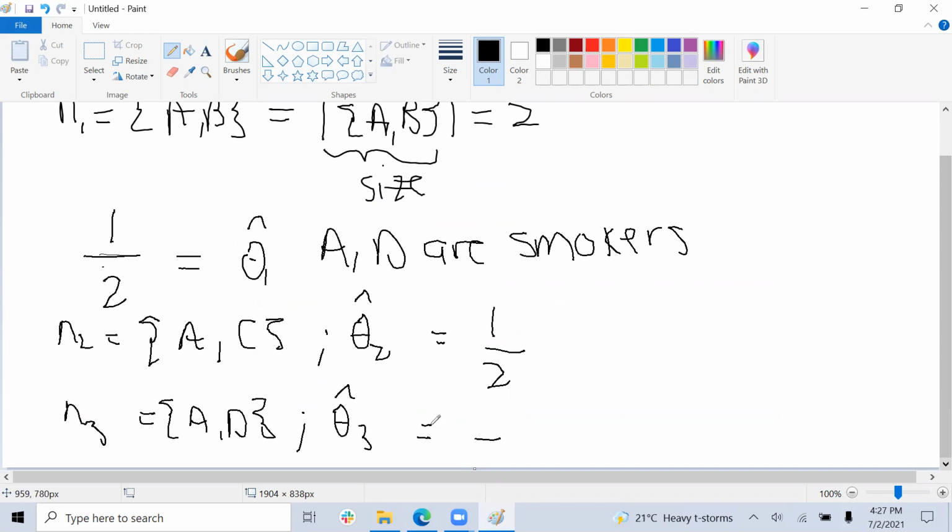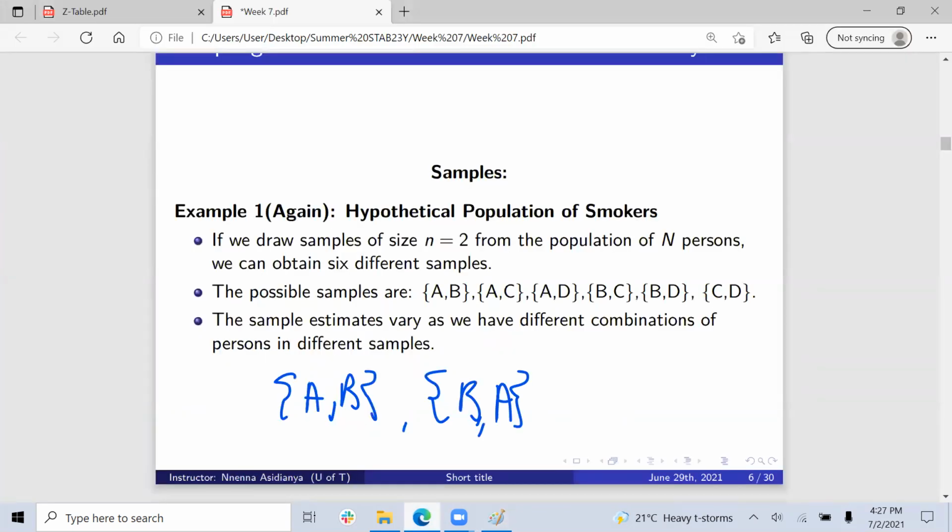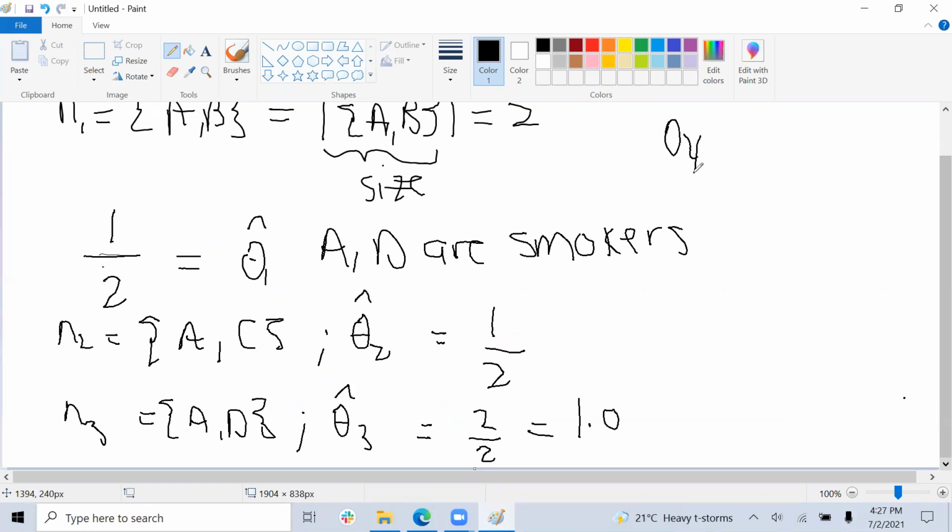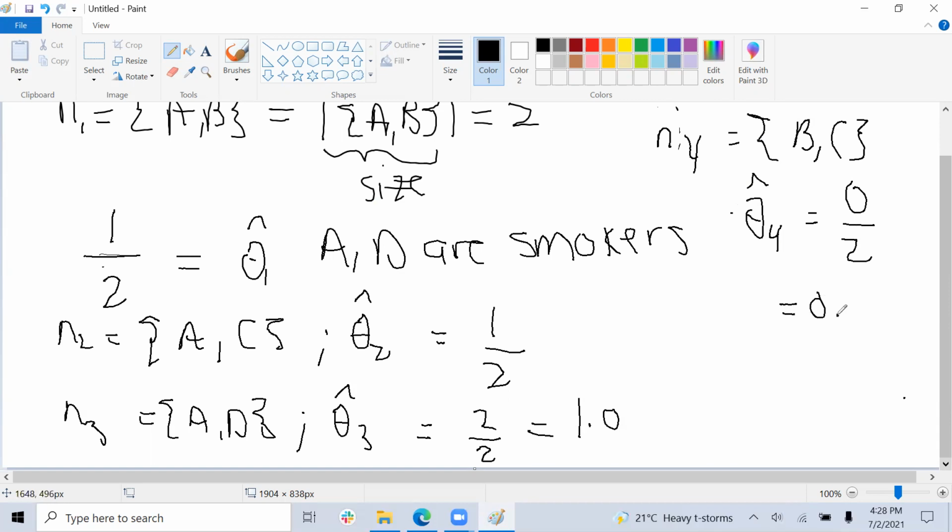So if you look at N3, you get person A and D, so you get 2 out of 2 are the smokers. It will tell you that your estimator is going to be 1. It's estimating that everyone is a smoker, right? Similarly, the next time it gets something funny is when you get to group B and C. So sample 4 is also funny because it is persons B and C who are not smokers. That's N4. When you look at theta4 hat, you're going to get 0 out of 2. It's going to tell you that no one's a smoker, which is equally bad, right?